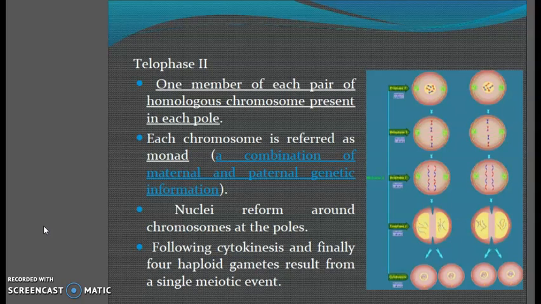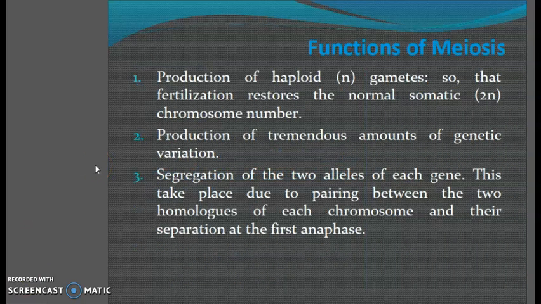And in telophase 2, one member of each pair of the homologous chromosomes is present at each pole, and each chromosome is referred to as a monad because it's a combination of maternal and paternal genetic information. The nuclei reform around the chromosomes at the poles and following cytokinesis, finally 4 haploid gametes result from a single meiotic event. Let's see a few of the functions of meiosis.